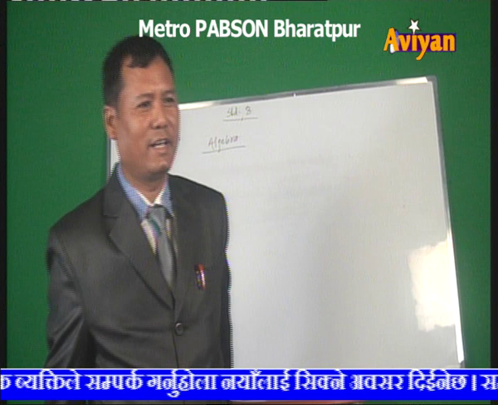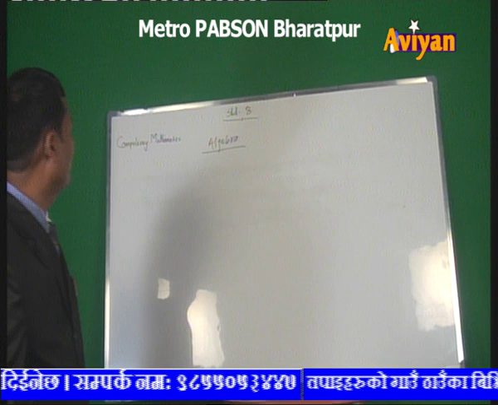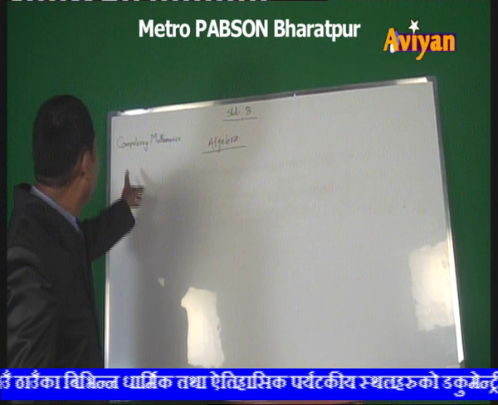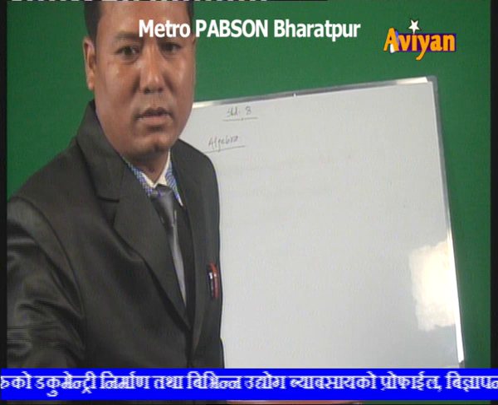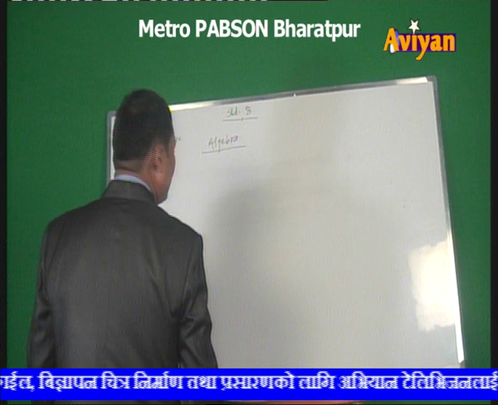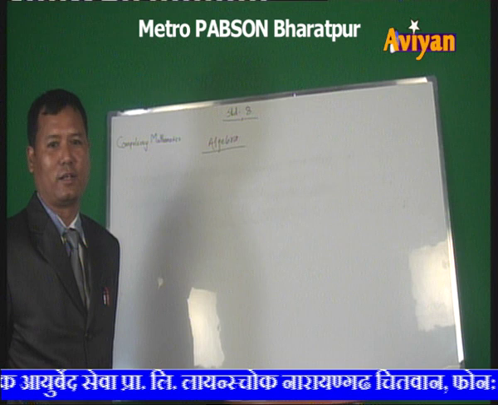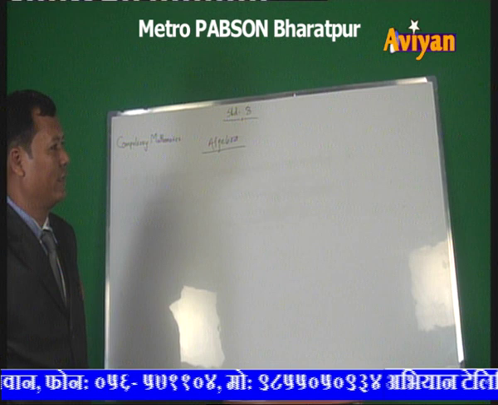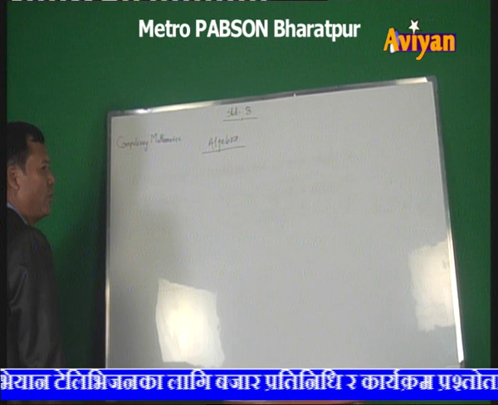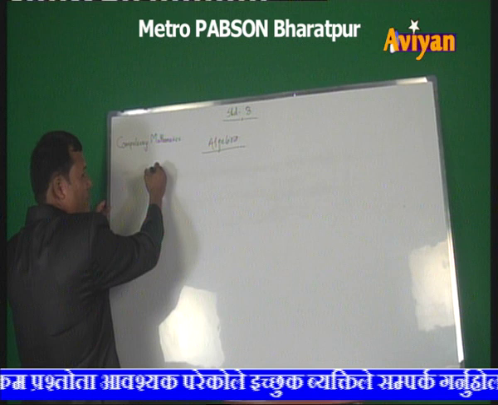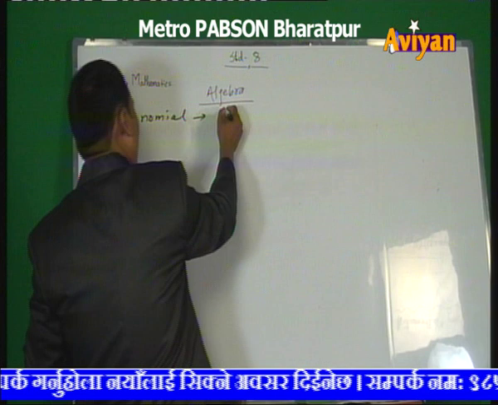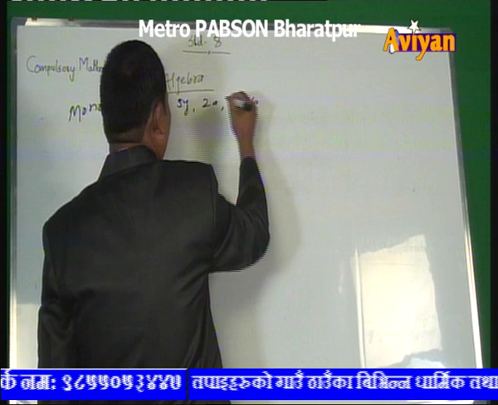Students and viewers, today we are going to start class 8 compulsory mathematics from the algebra chapter. Today we are going to start the polynomial and degree of the polynomial. The expression which has only one term is called a monomial expression. For example, 5y, 2a, 6ab, like this. Those are examples of monomial expressions.